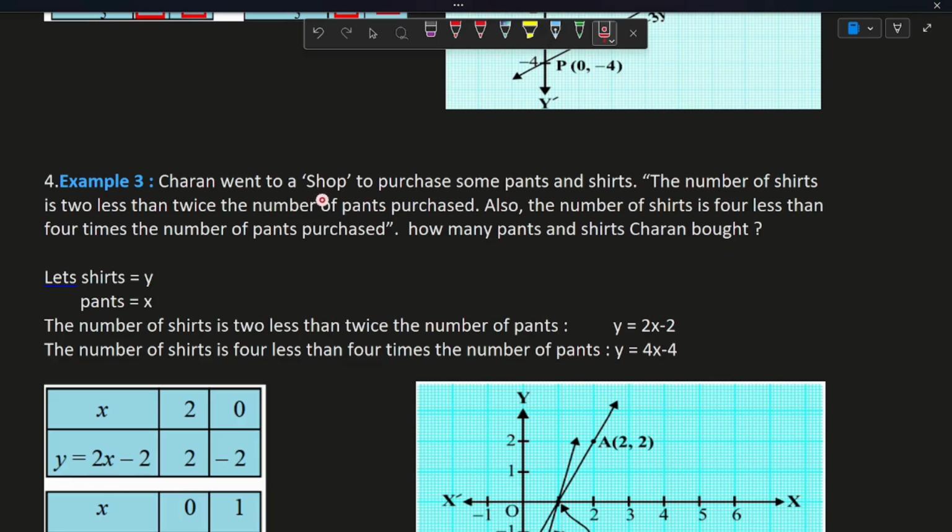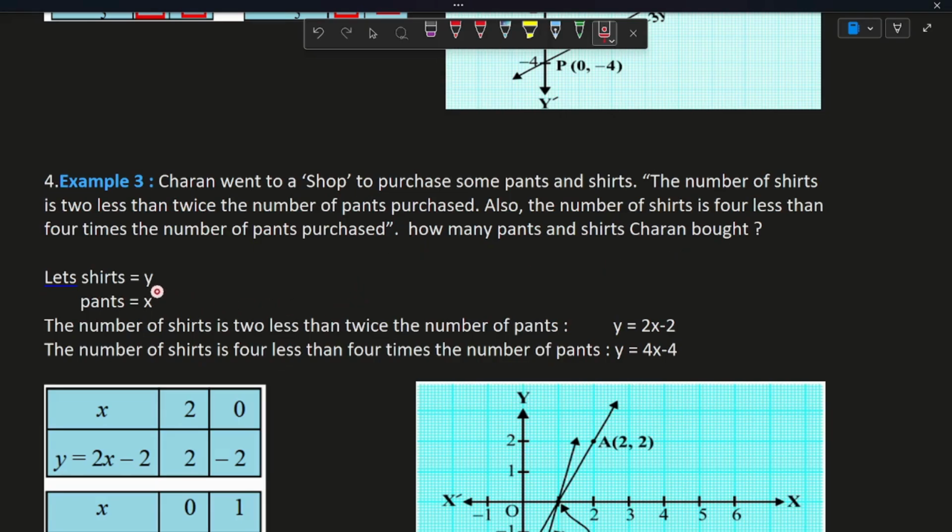Charan went to a shop to purchase some pants and shirts. The number of shirts is 2 less than twice the number of pants purchased. Also, the number of shirts is 4 less than 4 times the number of pants purchased. How many pants and shirts did Charan buy? So this is the question.